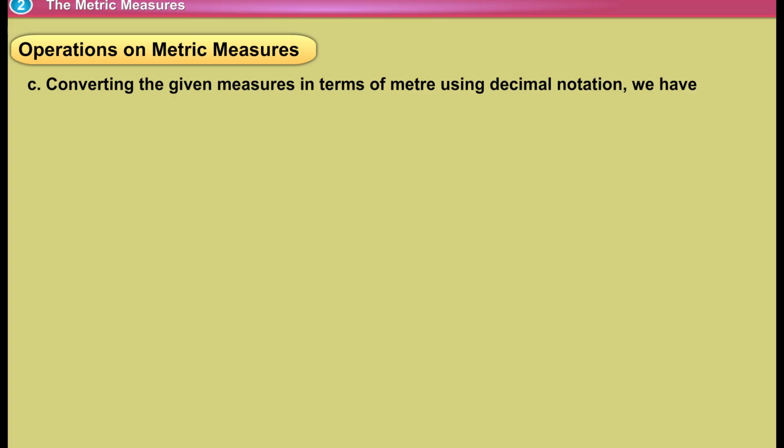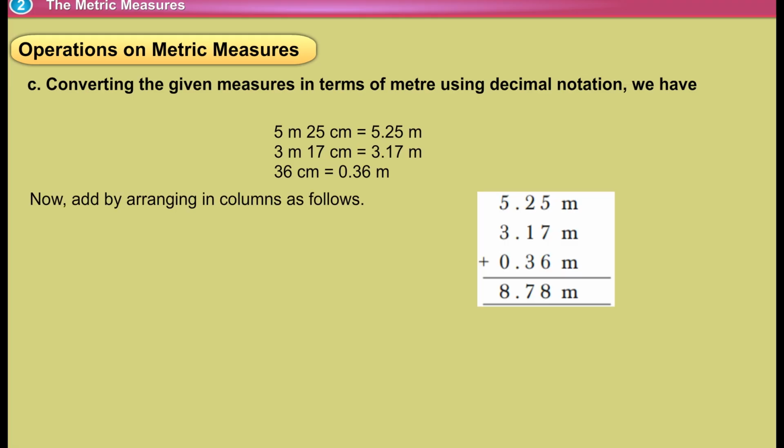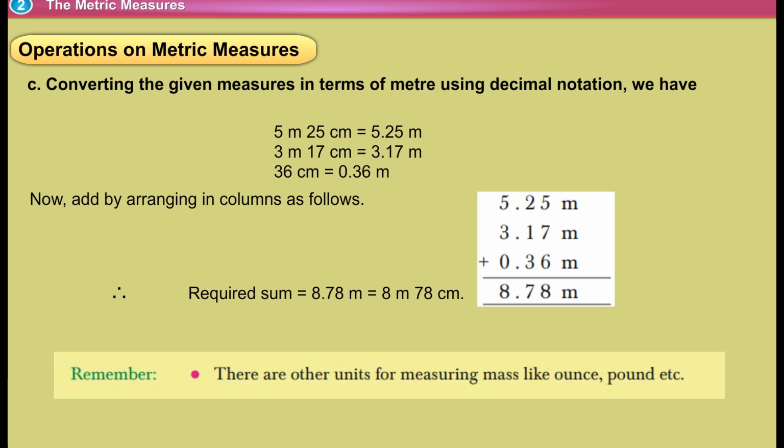C. Converting the given measures in terms of meters using decimal notation, we have 5 meters 25 centimeters equals 5.25 meters, 3 meters 17 centimeters equals 3.17 meters, 36 centimeters is equal to 0.36 meter. Now, add by arranging in columns as follows. Therefore, the required sum is equal to 8.78 meters, which equals 8 meters 78 centimeters. Remember, there are other units for measuring mass like ounce, pound, etc.